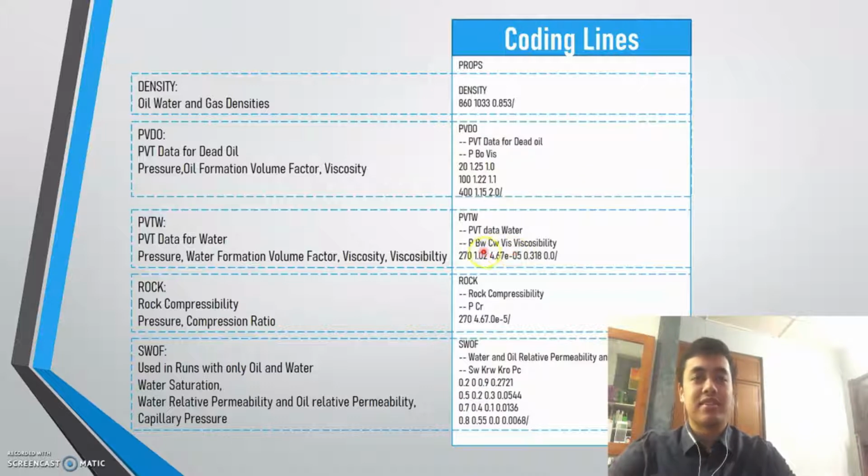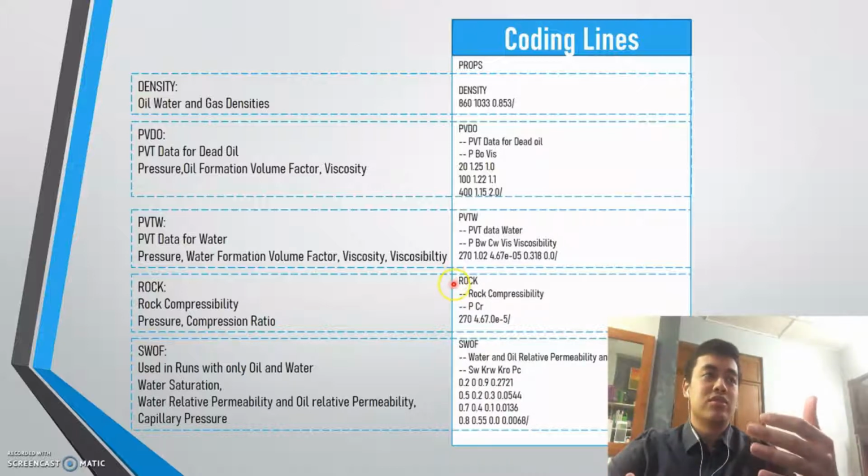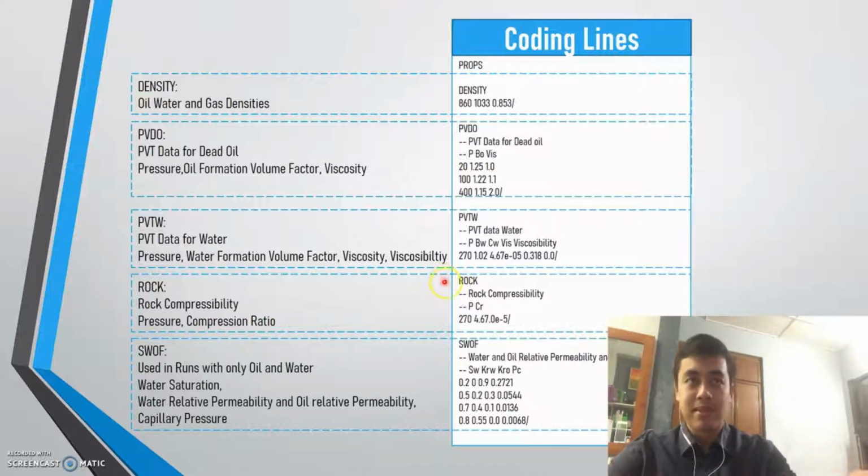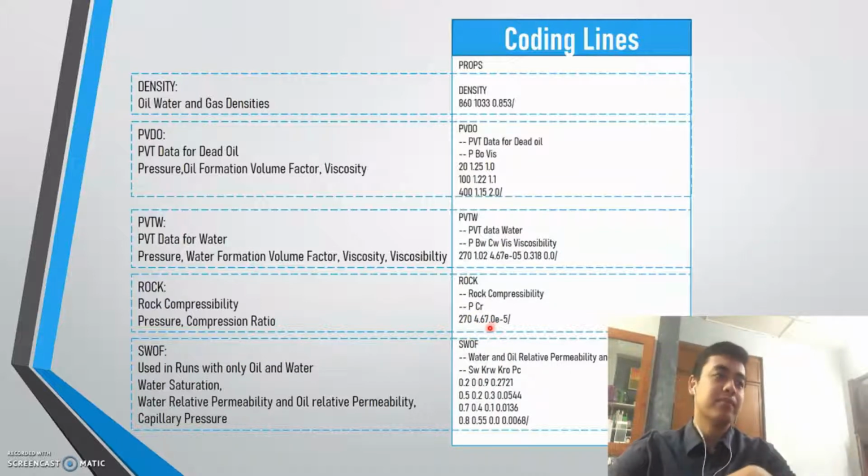As you can see here, the way it is ordered is pressure, BW, CW, viscosity, and then viscosity. Next we move on to ROCK, where the lines represent the rock parameters. So ROCK is actually just rock compressibility. The data is pressure and rock compressibility, where at a pressure of 270 bar, the rock compressibility is 4.67 times 10 to the power of negative 5.